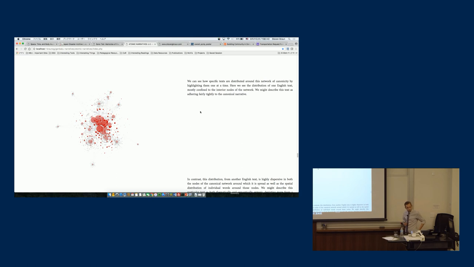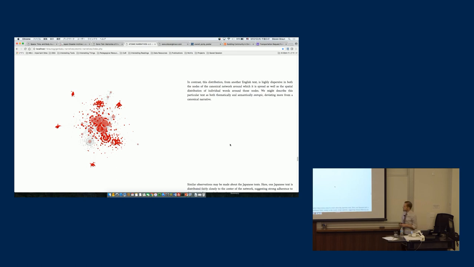This is an example of the words from one US history textbook. So we see that for the most part, this particular text is pretty tightly oriented around this canonical narrative. So this includes things like Battle of Okinawa, dropping the atomic bombs, Japan's surrender. But in contrast, we see that this particular US history textbook, a different textbook, is pretty tightly constrained around the center of the canonical narrative, but it's also a little bit more dispersive from that center, right? So it talks about topics, events, that are a little bit more unique to that particular text and not covered to the same extent in other textbooks.